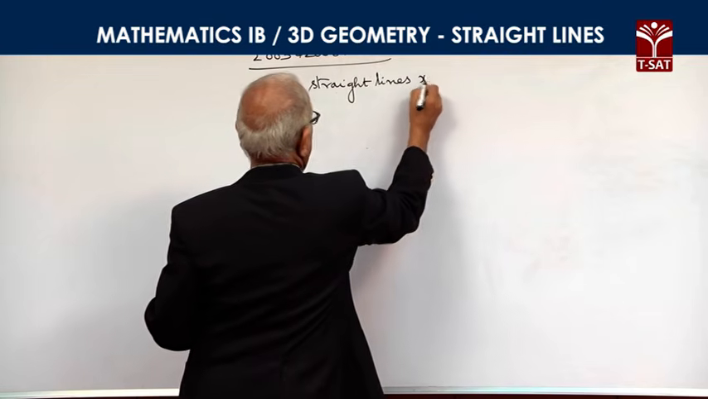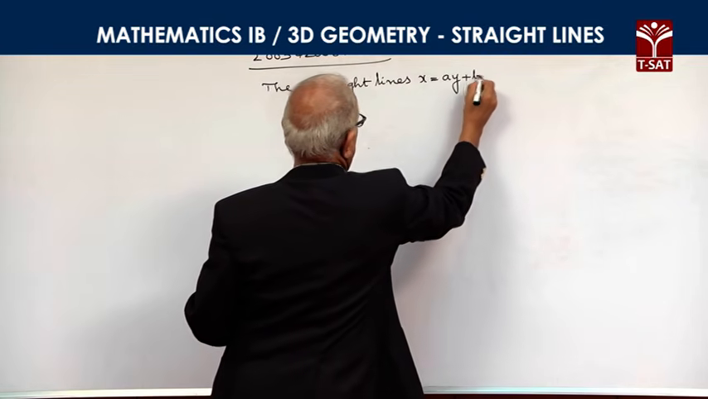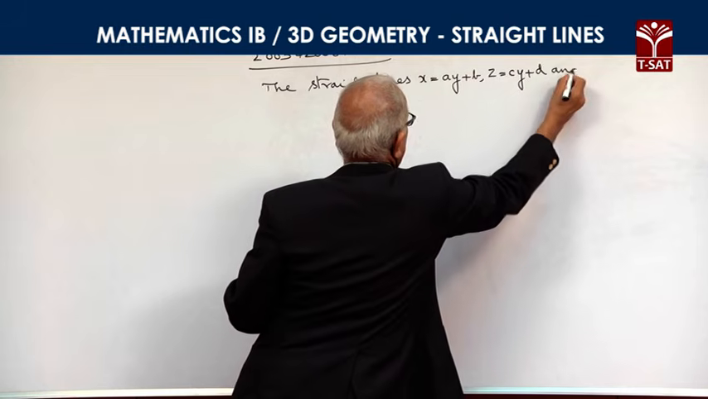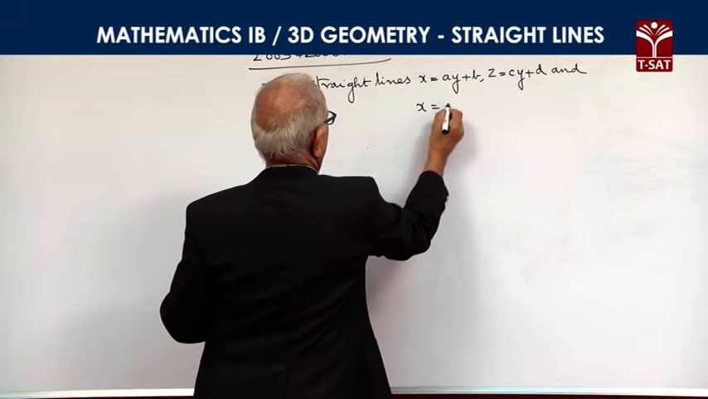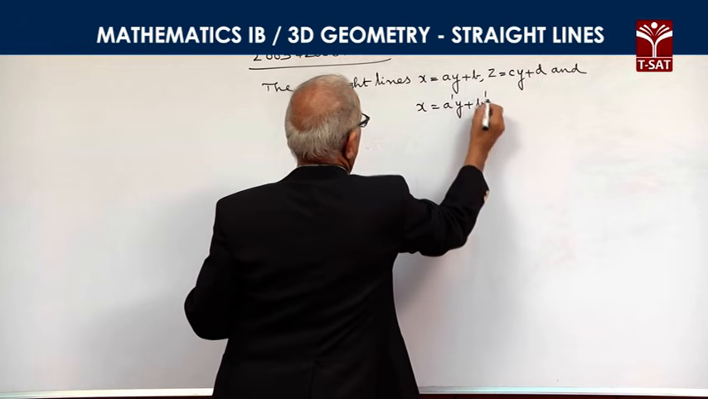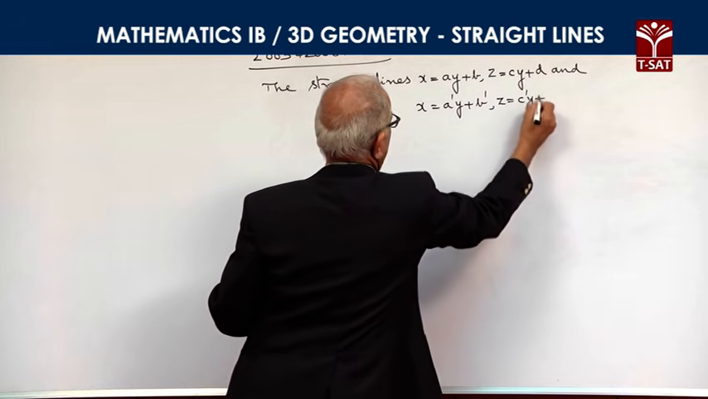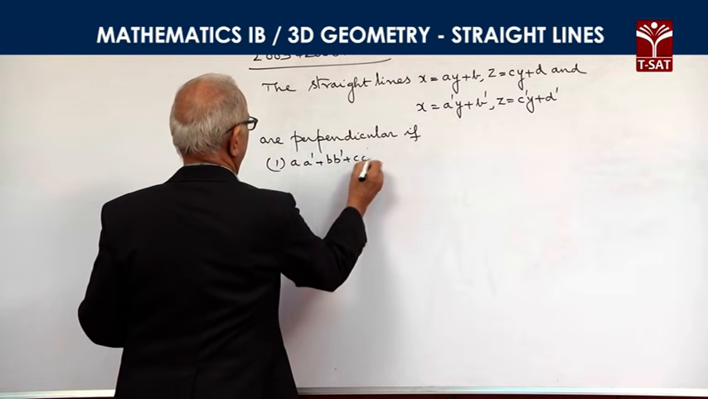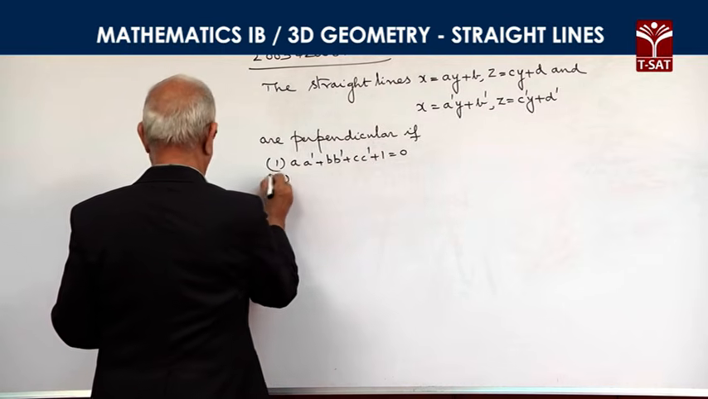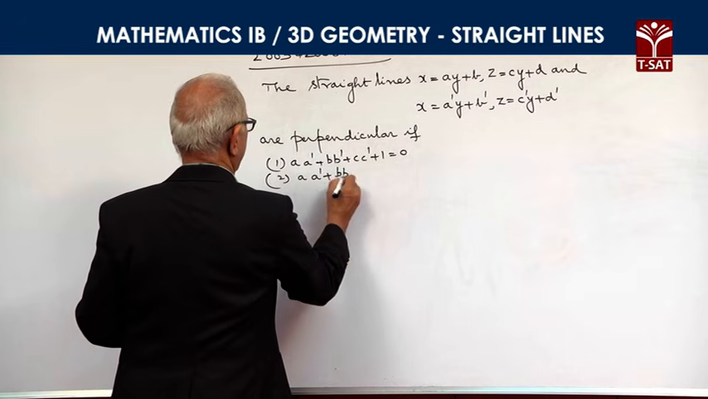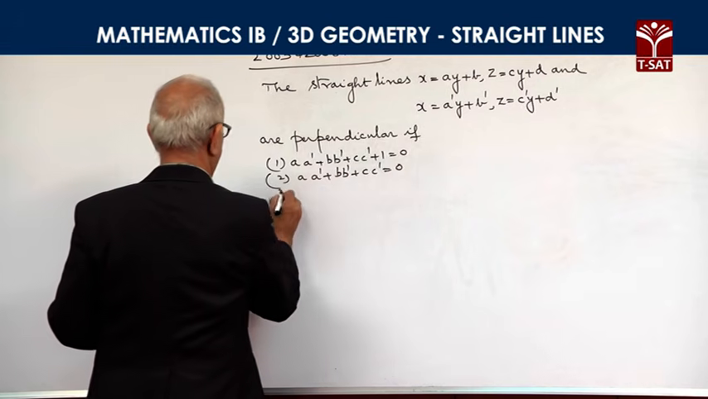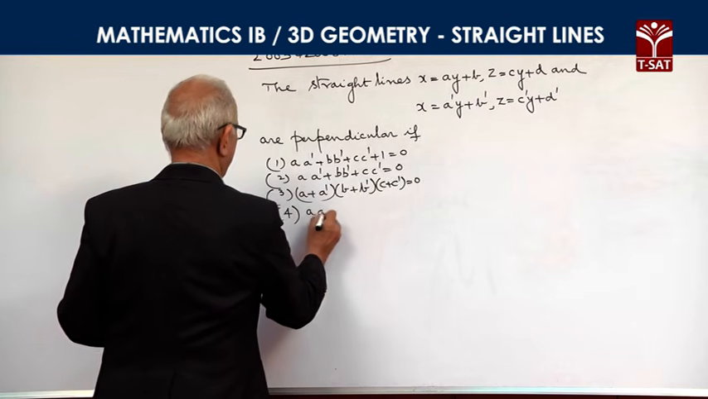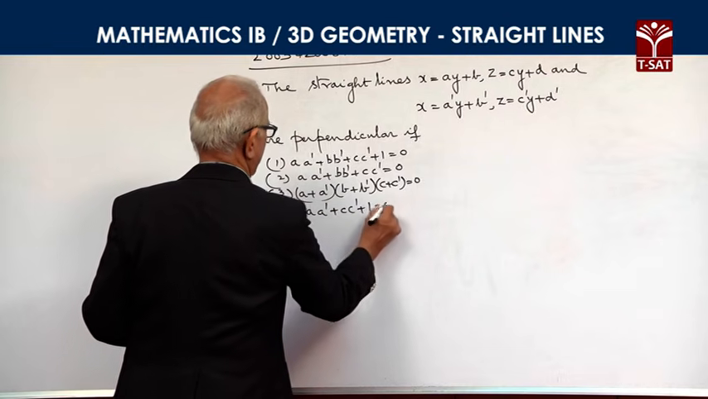The straight lines x equal to ay plus b, z equal to cy plus d, this is one straight line, and x equal to a dash y plus b dash, z equal to c dash y plus d dash, are perpendicular if aa dash plus bb dash plus cc dash plus 1 equal to 0; or aa dash plus bb dash plus cc dash equal to 0; or a plus a dash into b plus b dash into c plus c dash equal to 0; or aa dash plus cc dash plus 1 equal to 0. Well, these are the 4 options given in the paper.